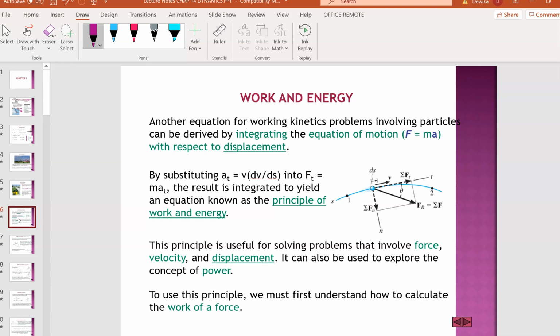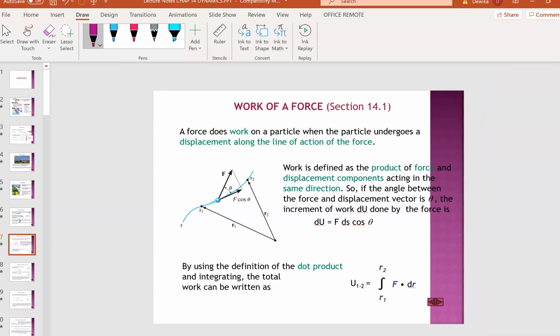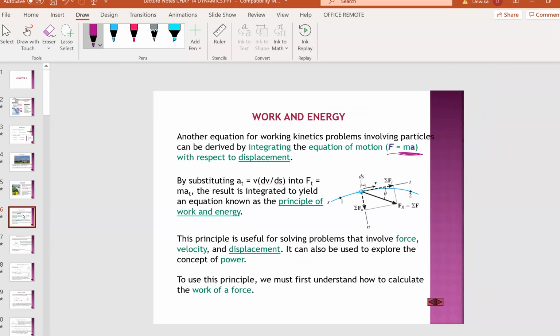So work and energy is another equation for solving kinetic problems involving a particle, beyond F equals ma. Just to recap: in the first chapter, we found the formulas for s, v, and a. In the second chapter, we found F equals ma. Now, in the third chapter, we're going to use this F to find the work. So this is where we are at.